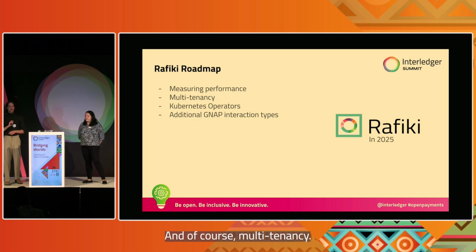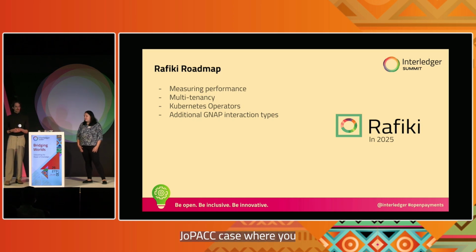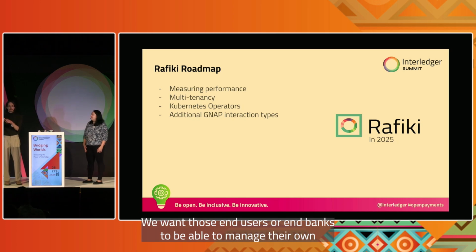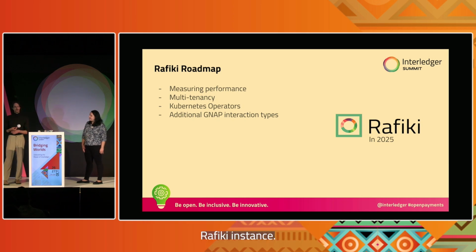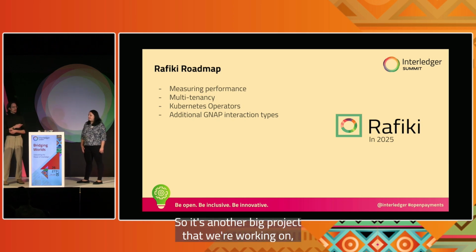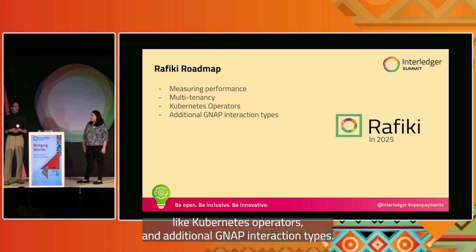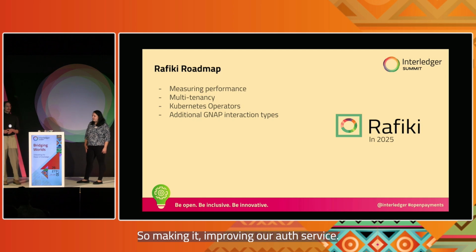And of course, multi-tenancy. So in a JOPAC case where you have a lot of banks connected to a single Rafiki, we want those end users or end banks to be able to manage their own Rafiki instance. So it's another big project that we're working on. And additional stuff to make it easy to deploy Rafiki, like Kubernetes operators, and additional GNAP interaction types, improving our auth service.